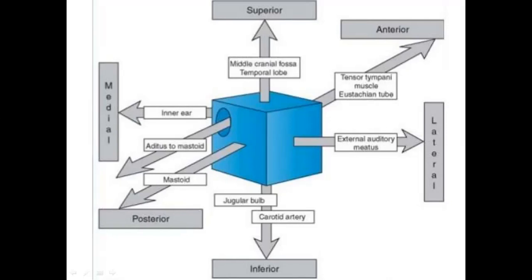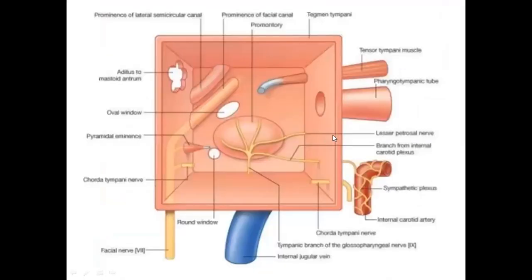This is the lateral wall. Through the external auditory meatus, the lateral wall is formed by the tympanic membrane, and the medial wall is formed by the lateral wall of the inner ear. So the promontory, the oval window, the round window, the facial canal. So this is all about it. This is the anterior wall. The anterior wall has two canals.